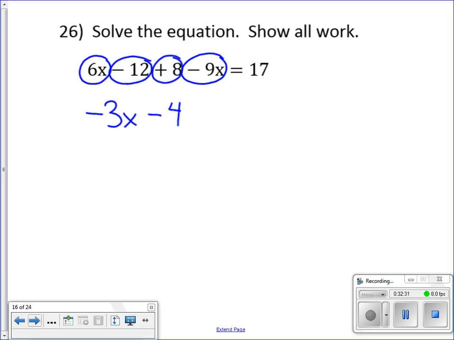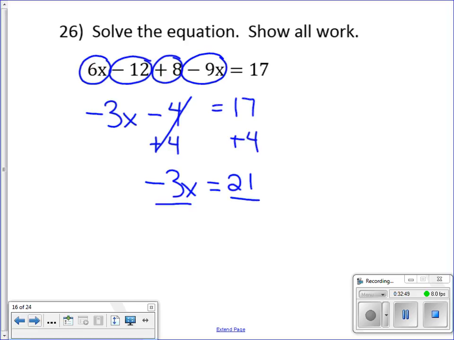Because it's more negatives than positives. And all that's going to equal 17. I'm now going to add 4 to both sides to get rid of this. This is negative 3x is equal to 21. I'm going to divide both sides now by negative 3. And that gives me x is equal to negative 7.